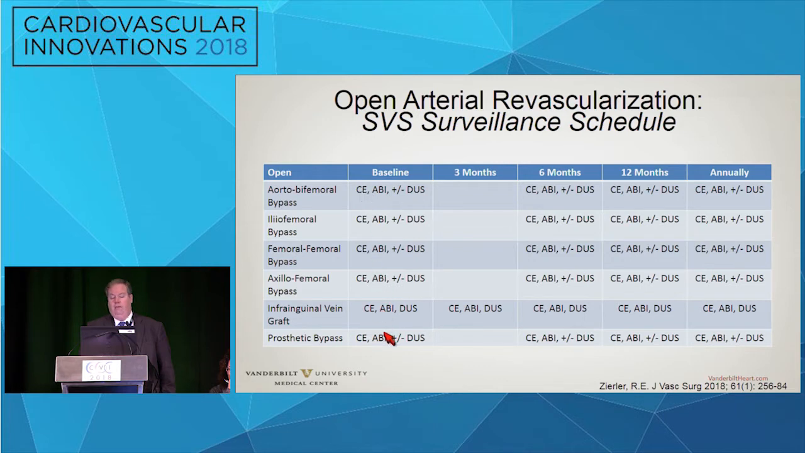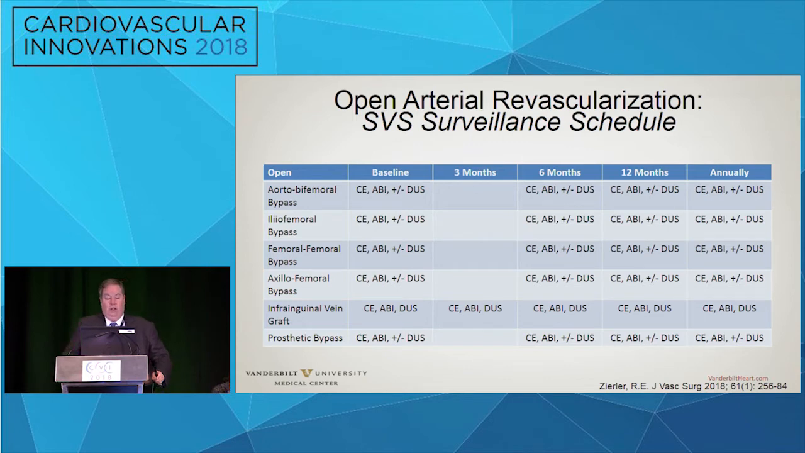So everybody believes in an evaluation at baseline. You will notice that duplex ultrasound gets a plus minus in the vast majority of categories. Why? Because if the clinical examination is normal and the ankle brachial index is normal, or what it was the last time, you do not need to do another ultrasound. You will notice that infrainguinal vein grafts are the only ones that have a mandated measurement at 3 months because they are most likely, A, to have a problem, and B, to be fixable if you find the problem early.